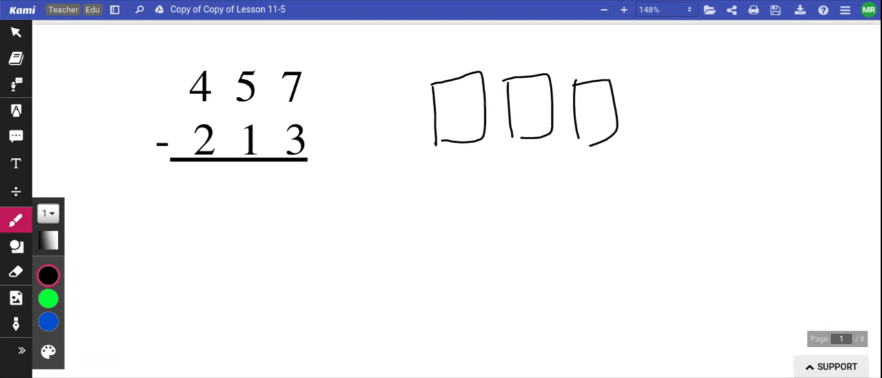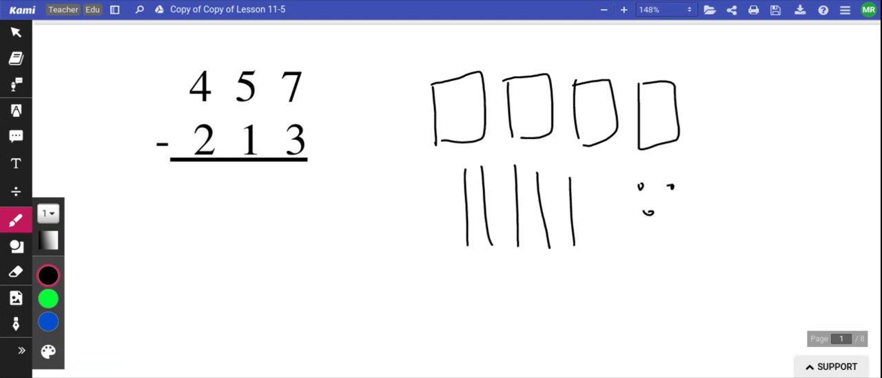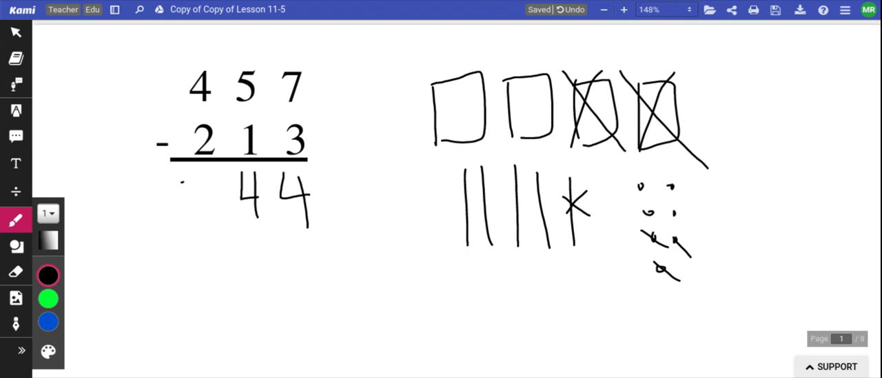So we've got 400s, we've got 5 10s, and we've got 7 1s. Okay, so first we're going to look at the ones column. The ones column says 7 minus 3. So we've got the 7 1s. If we take away 3 of them, we're left with 4 1s. Then we look at the tens column. There's 5 10s, and we want to subtract 1 10. So 5 minus 1 is 4. Then we look at the hundreds column, and there's 400s, and they want us to take away 2. So we're taking away 2 of the hundreds, and we're left with 200s.